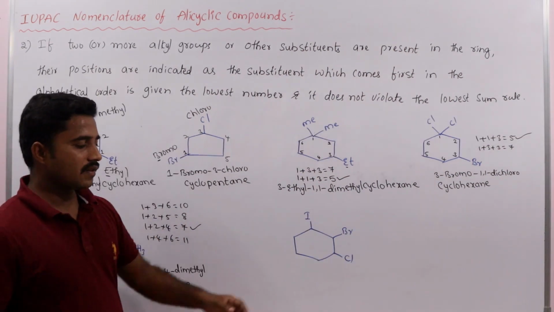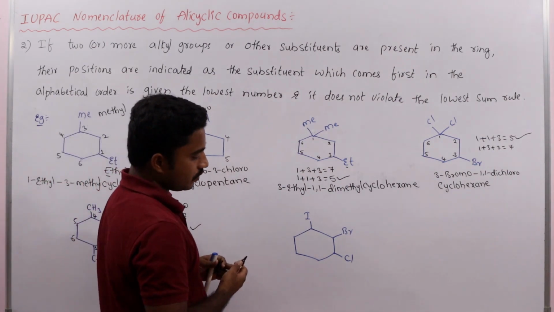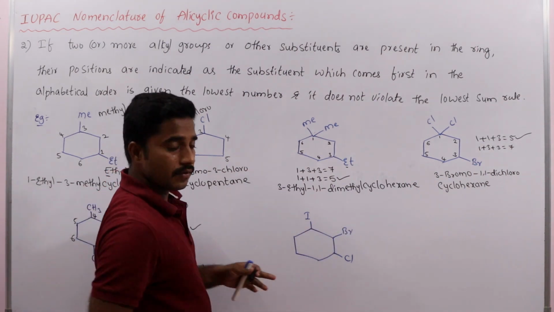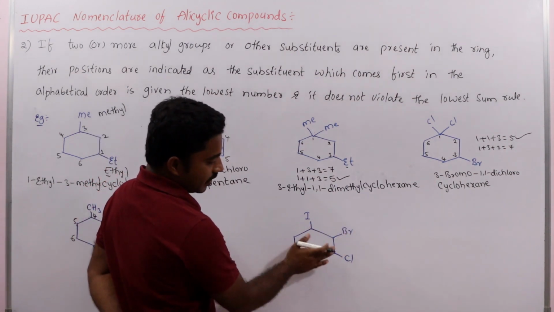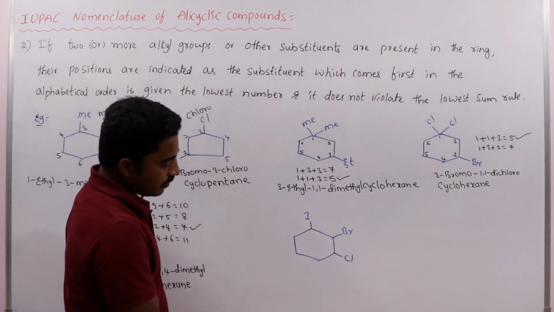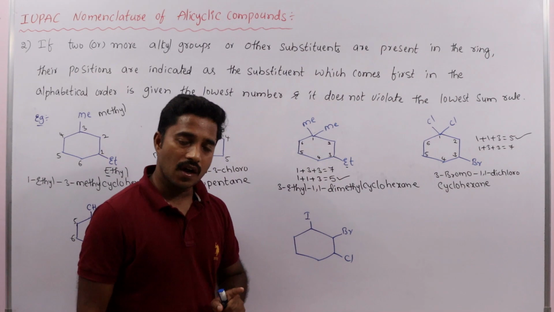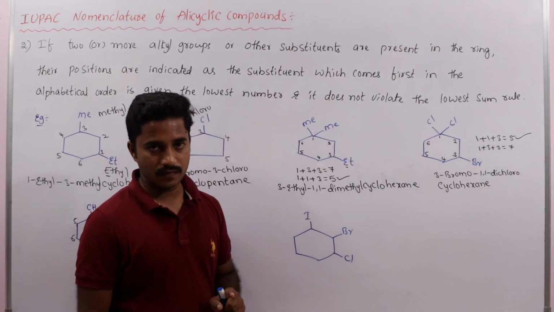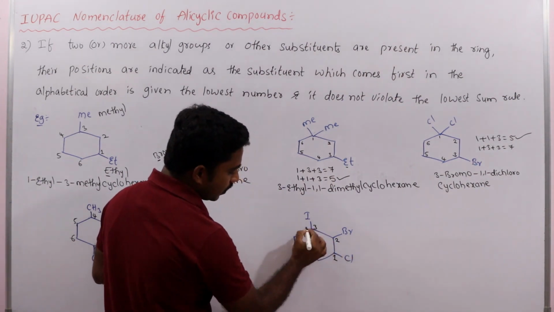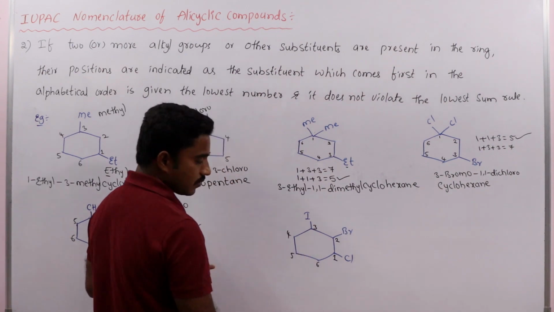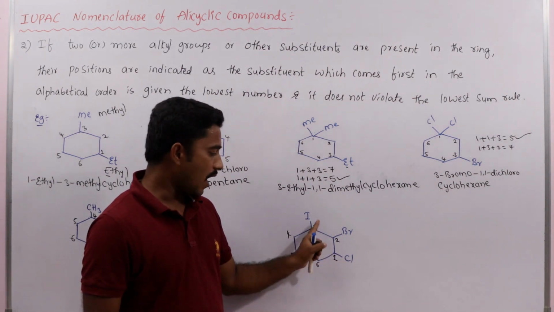Let us see this example. In this one, if you follow alphabetical order, we should start the numbering from this bromo. But the bromine is present in the middle of the iodine and chlorine substituents. Of these two, iodine and chlorine, which one will come first in alphabetical order? Chlorine will come first. So that's why we have to give the numbering like this: 1, 2, 3, 4, 5, 6.